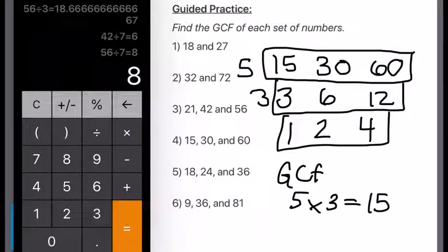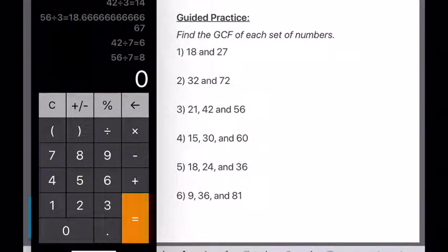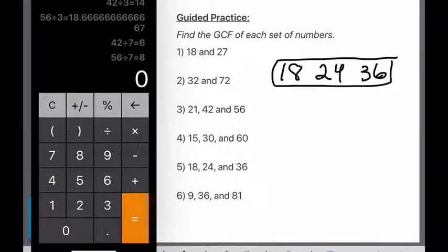We have 2 more problems to practice together today. Go ahead and pause the video and try number 5 on your desk. 18, 24, and 36 are all even numbers. They can all be divided by 2. 18 divided by 2 is 9. 24 divided by 2 is 12. 36 divided by 2 is 18.